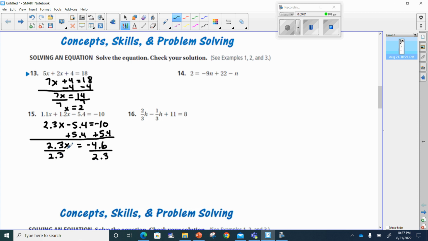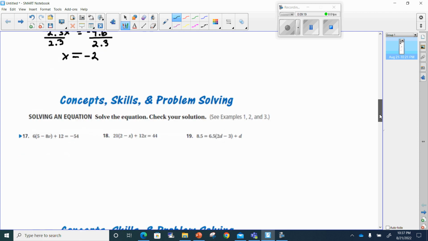2.3 divided by 2.3 is 1, so now I have 1x left over. That's what I wanted to do, get x by itself. Now I have negative 4.6 divided by 2.3. A negative divided by a positive is a negative, and 4.6 divided by 2.3, that's 2. All right, down to number 17.